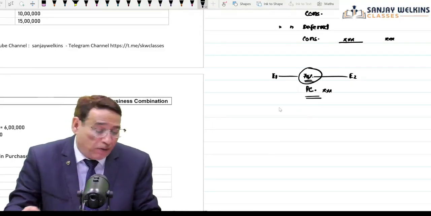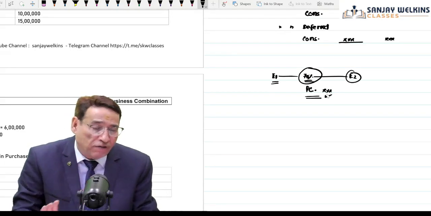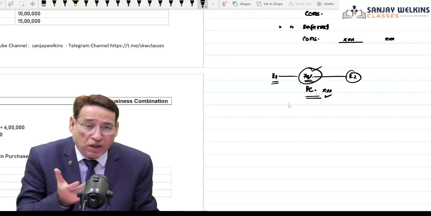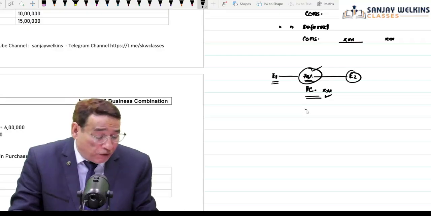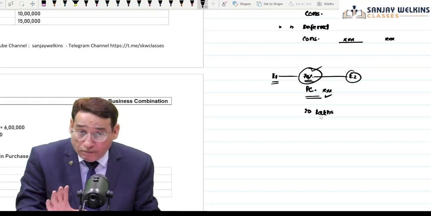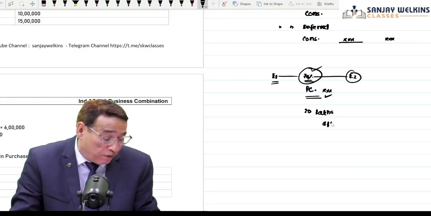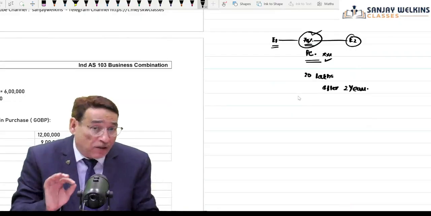What sort of agreement? For example, E1 tells E2 Limited that we are going to pay you this much amount today itself, the date on which we are going to get the 70% stake. Besides that, we will pay you, let us say, 20 lakh rupees more. We will pay 20 lakhs more, but after 2 years. But there is a condition.